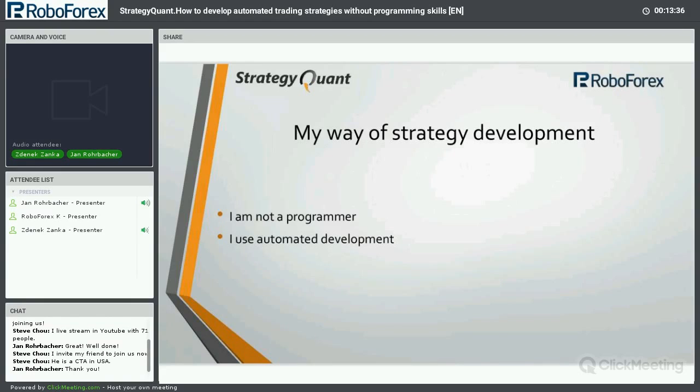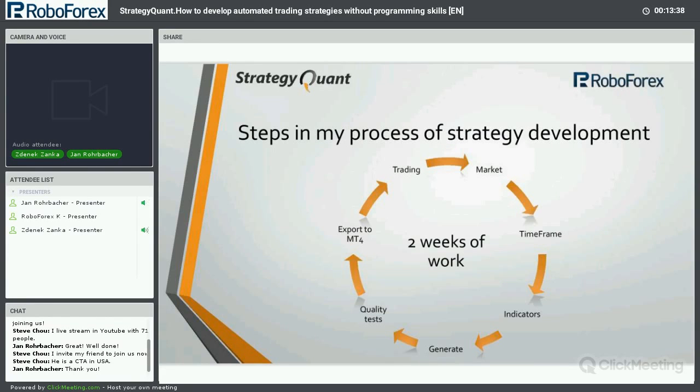So this is the best way for me, because I'm not a programmer, but I want to trade automatic trading strategies. And how does development look this way? Steps in my process of strategy development are very simple. At first, I have to select the market for which I want to build the strategy. Second is to select the time frame. So let's say that I want to develop a strategy for gold and for the hourly time frame.